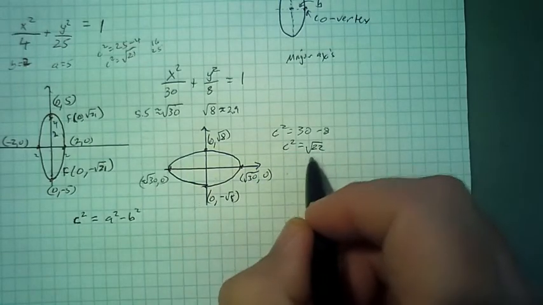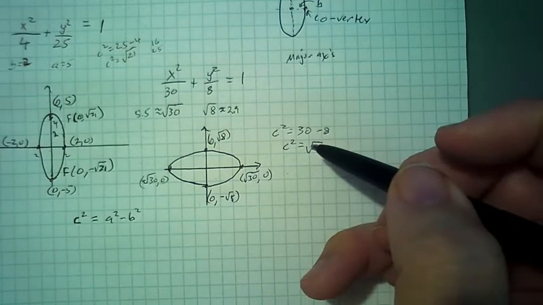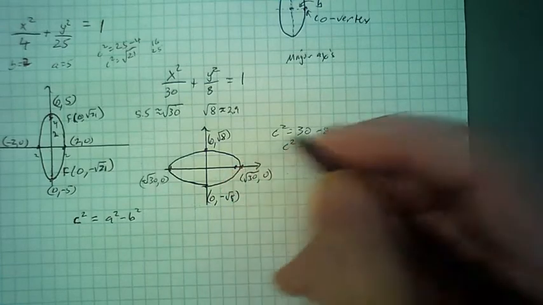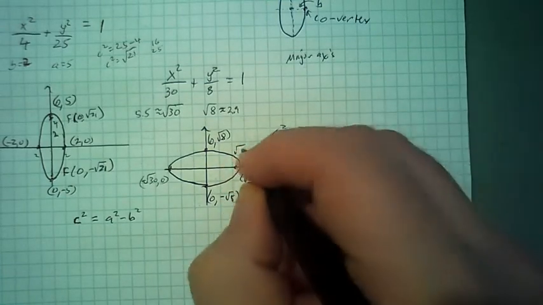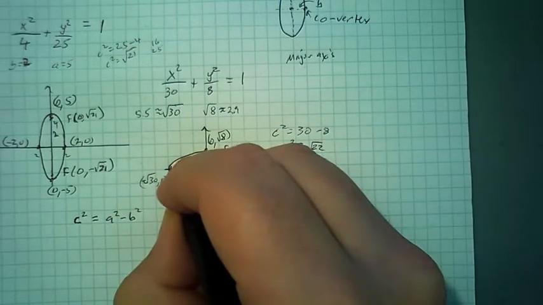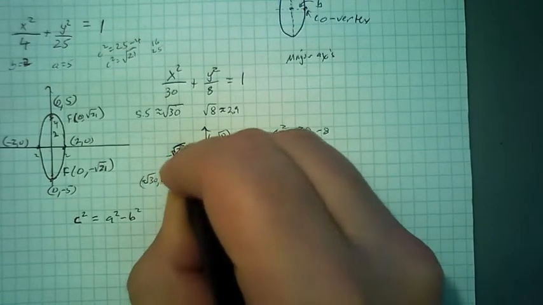But it's between 4 and 5, but it's closer to 5 than it is to 4. Square root of 60 is on the other side of 5. So here, square root of 22, 0 is one focus, and the other one's over here, negative square root of 22, 0.